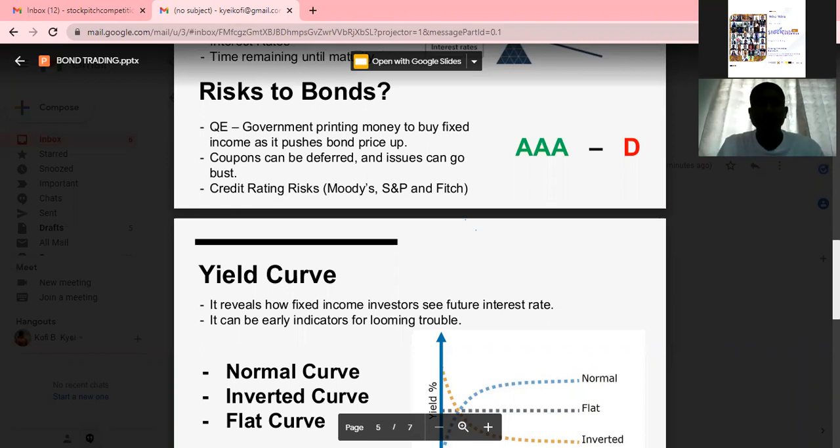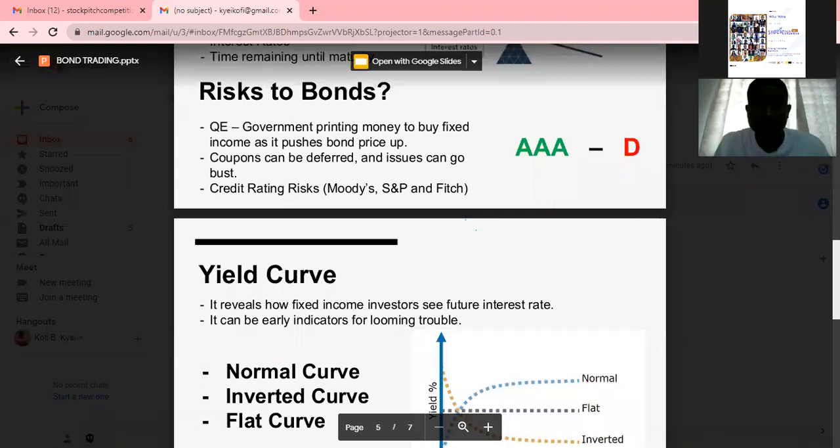Also, coupons can be deferred, and issuers can go bust. Usually governments don't have that risk coming around a lot, but with the corporate bonds, like I mentioned, companies also issue bonds and all that. It gets to a time where they will have to deliver on their promise of paying you your coupon, and then they will not be able to fulfill that due to maybe them being cash strapped or something.